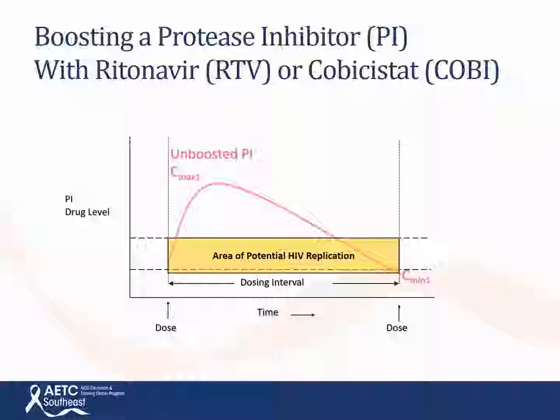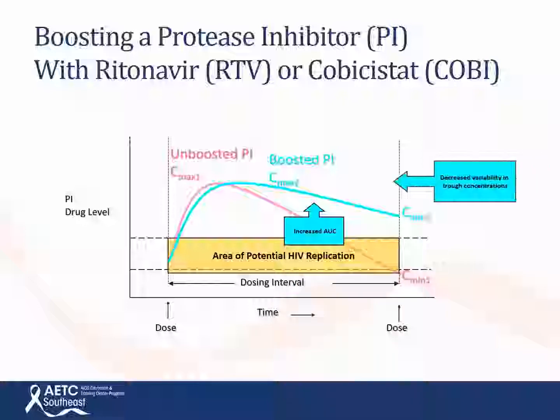But by boosting a protease inhibitor, shown by this blue line, by adding ritonavir or cobicistat to it to increase the levels, we're able to increase the area under the curve and decrease the variability in trough concentration. And that's important in HIV because we don't want the virus to replicate and we don't want it to garner resistance. So by adding ritonavir or cobicistat to a protease inhibitor regimen, we're able to extend the drug levels for a longer period of time and make the drug more effective.